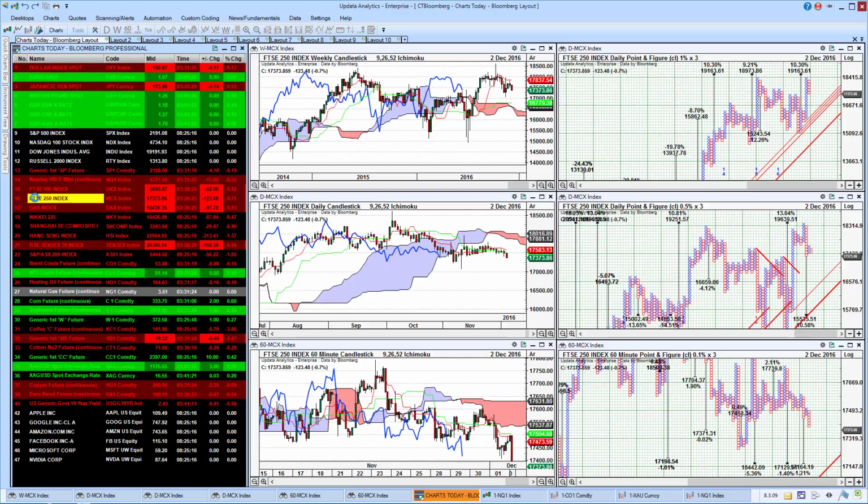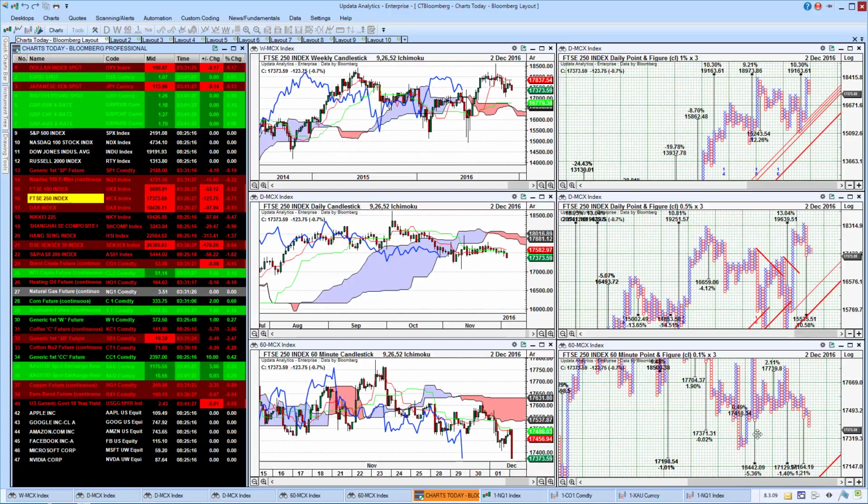The 250 much the same, making new lows this morning. Downside targets 1.2, 1.4. 5.3% downside. So it is just wandering out of the cloud here as well.